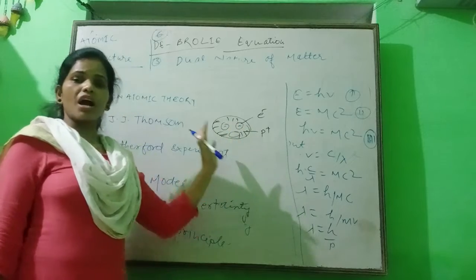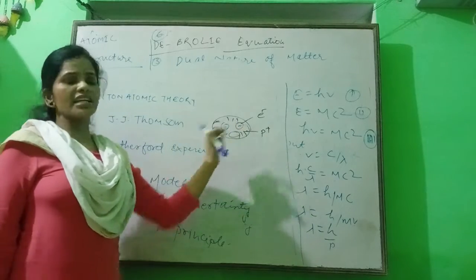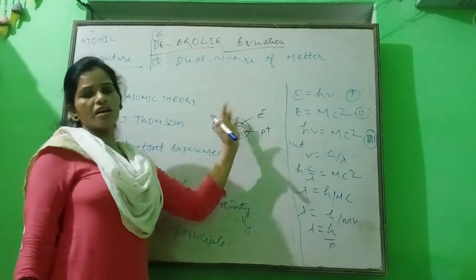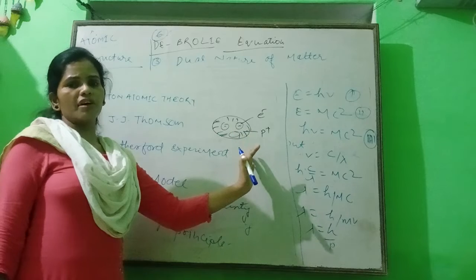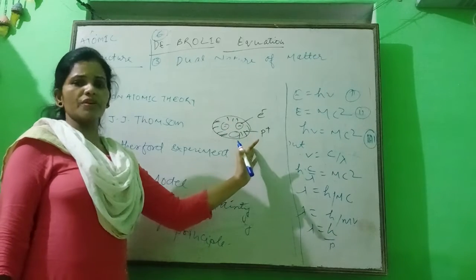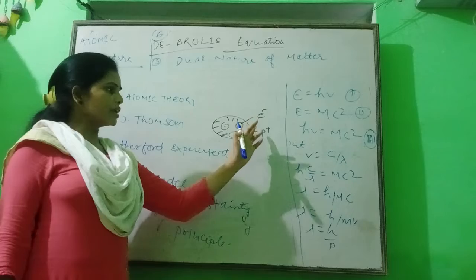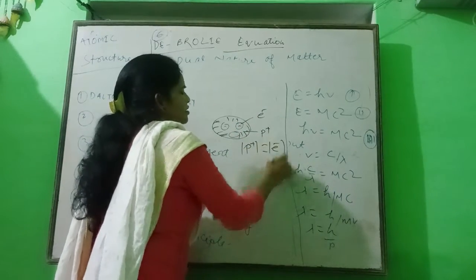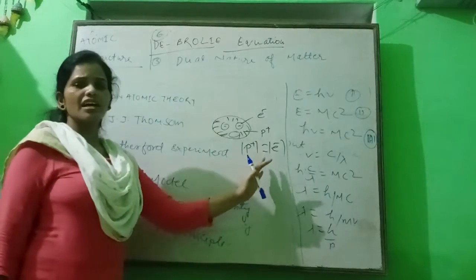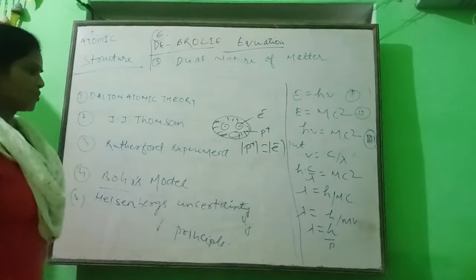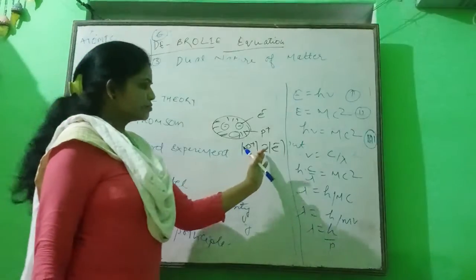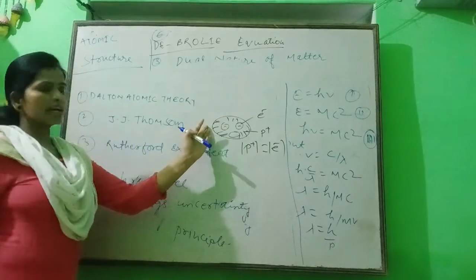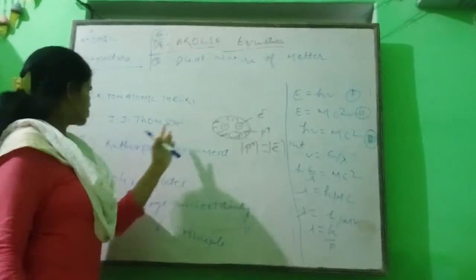Means the seeds of the watermelon act as electrons, which are embedded in the red edible part of the watermelon, which is the proton. The number of protons and electrons are equal. That's why the atom is a neutral particle. Proton has a positive charge, electron has a negative charge. This is also called the pumpkin model.